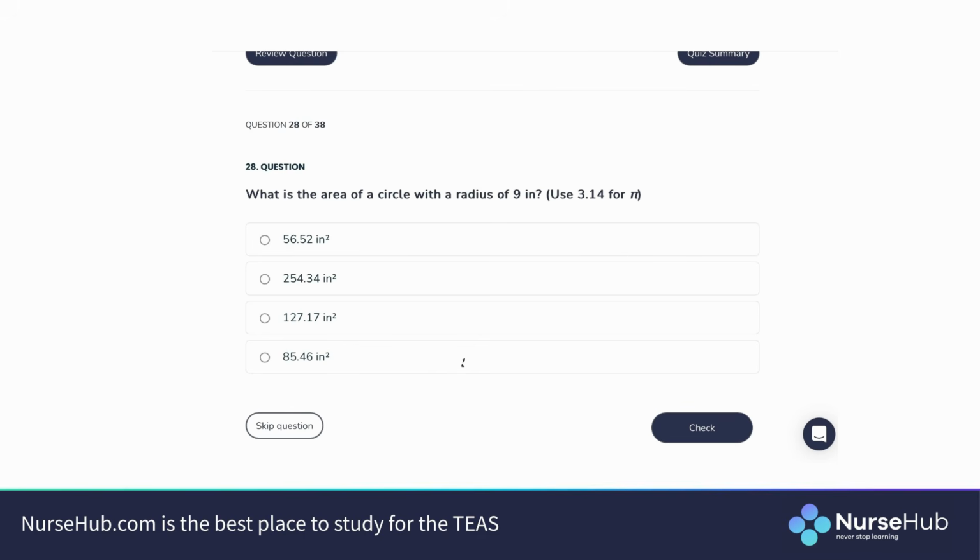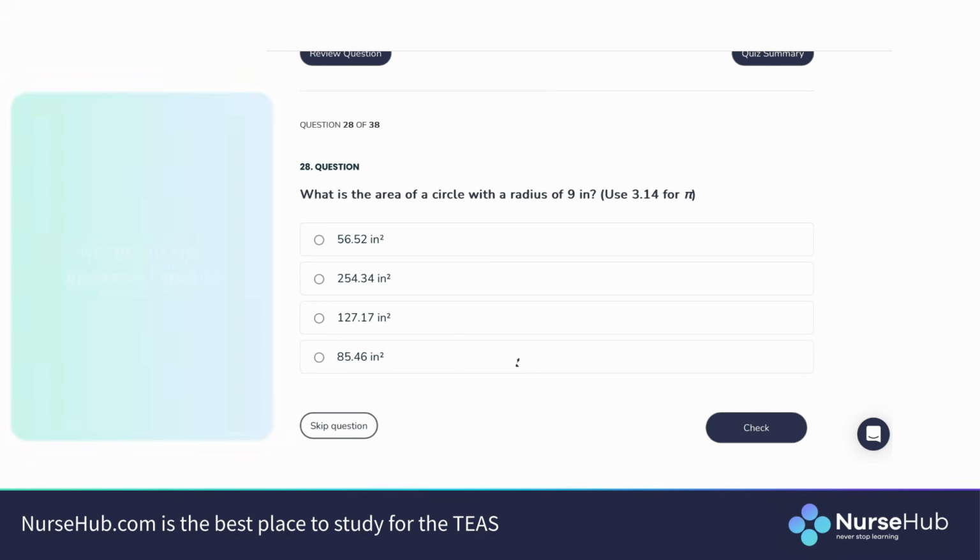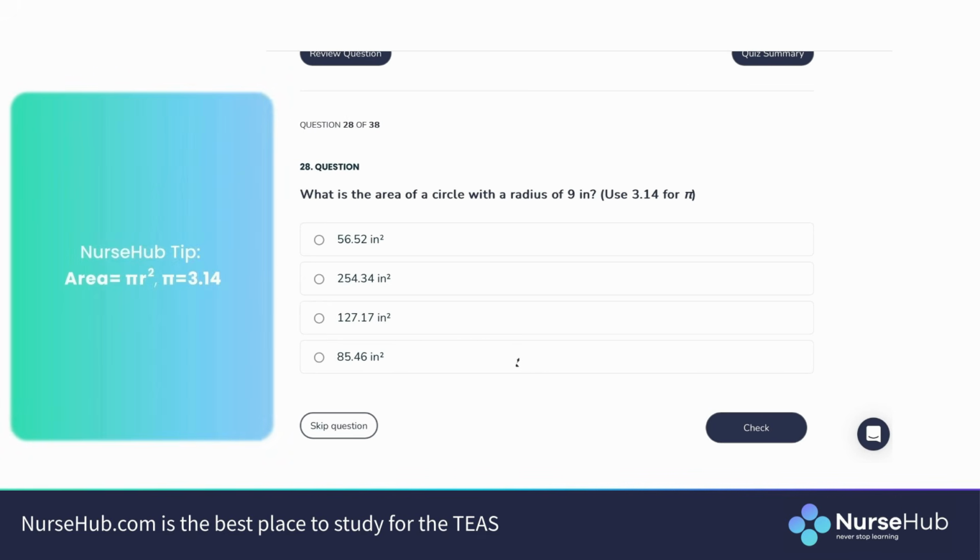Y'all, we are cruising, so let's keep it up. Question 28. What is the area of a circle with a radius of 9 inches? Use 3.14 for pi. This is a really great indicator that area of a circle involves pi, so use the hints that you can get. So when I see area of a circle, I'm immediately going to write out my formula. Area equals pi r squared, or if you'd like to see it, it's pi times r times r. Totally fine whichever way you want to see it.